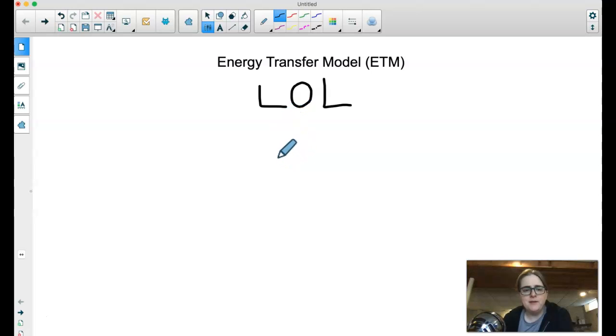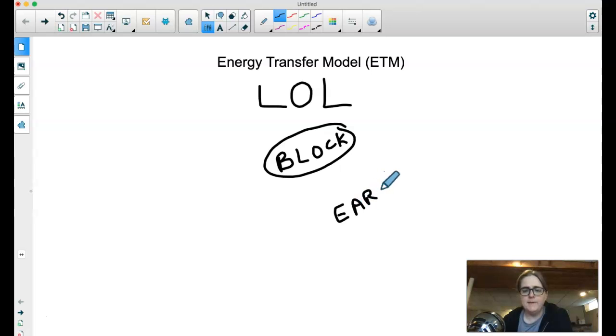So the first big diagram that we used as part of the energy transfer model are the LOL diagrams, which included energy bar charts. The first thing to do, though, is the O part, which is that interaction diagram, where I'm making a note of the key objects. In this case, I'm going to do an example for a block that slides down a ramp.